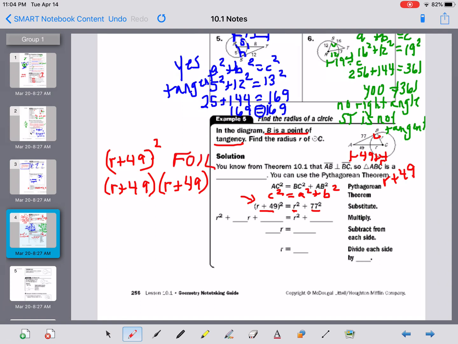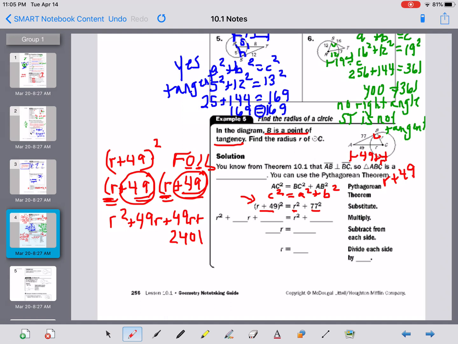What that's going to do is give me first times first, that's my F, R times R is R squared. Then I'm going to do my O, which are the outsides, R times positive 49 is plus 49R. Then I'm going to do my insides, which are 49 and R, and that gives me another plus 49R. And finally, my lasts are my 49 times my 49. And hopefully you have a calculator handy. I think that's 2,401. And no, I did not do that in my head. I already wrote it down, so I didn't mess this up.